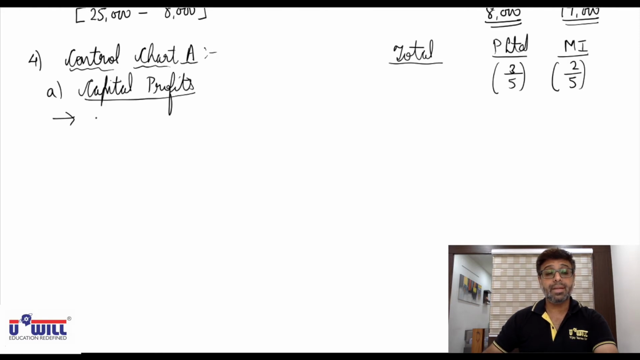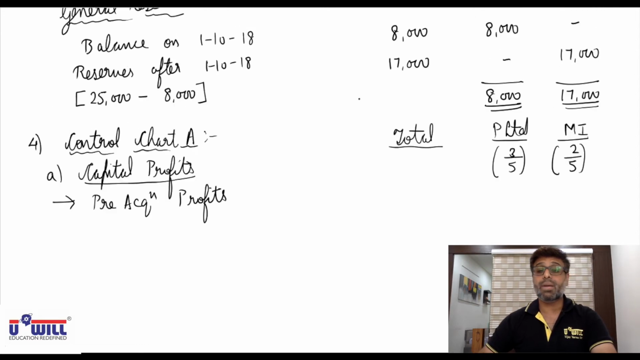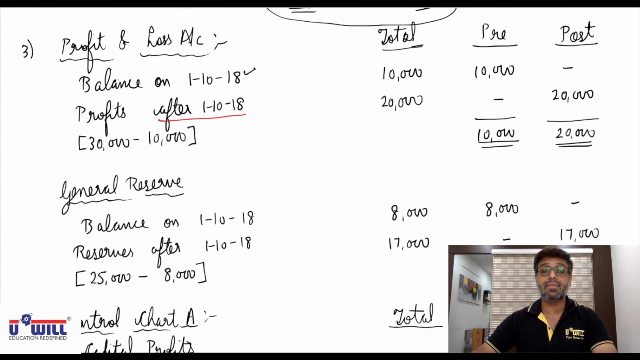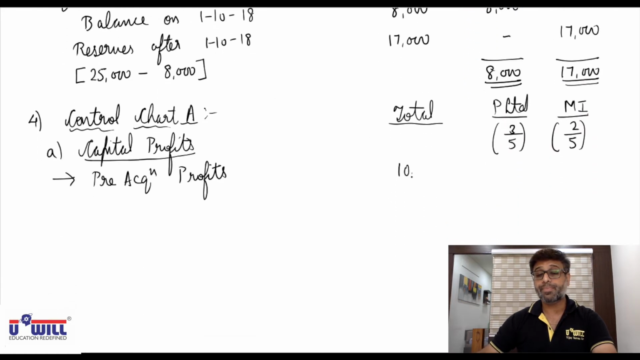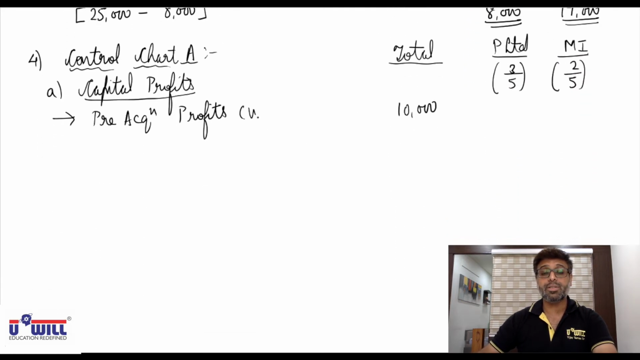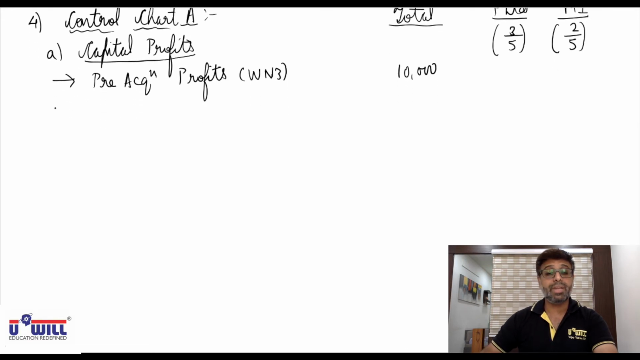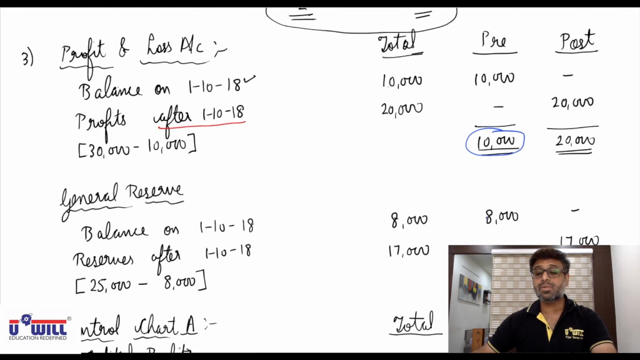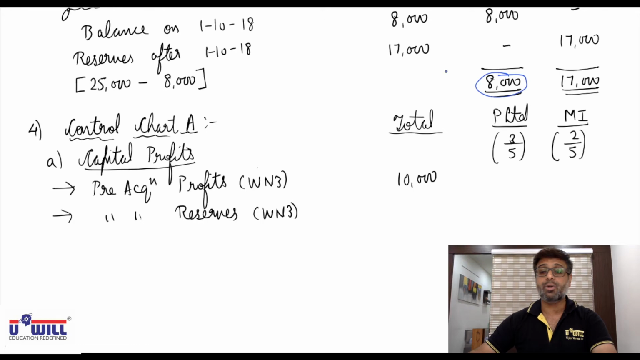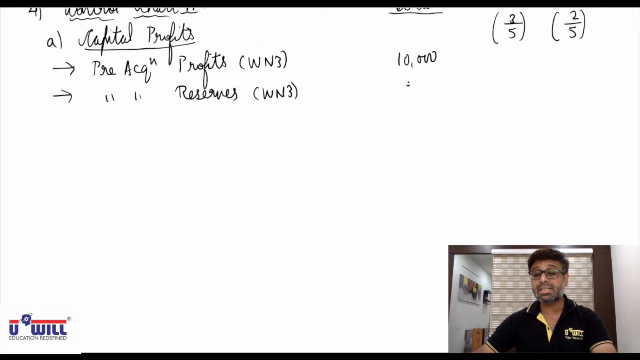In that, pre-acquisition profits. Now what are pre-acquisition profits? All of you see here, we got in P&L account workings 10,000. We get it from working note 3. What are pre-acquisition reserves? That also we get from working note 3. See in reserves, what is pre-acquisition amount we obtained? 8,000. So 10,000 plus 8,000.